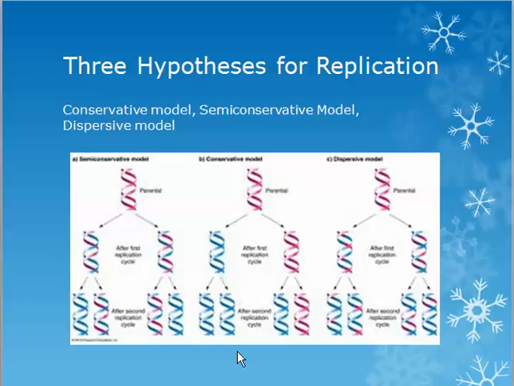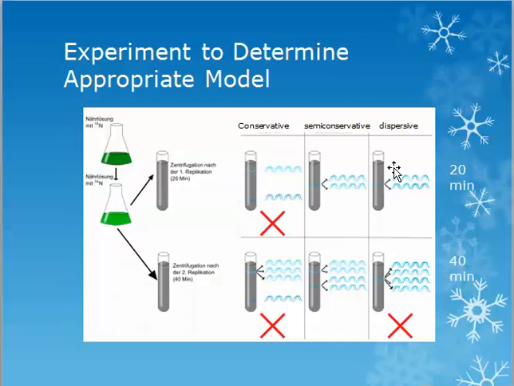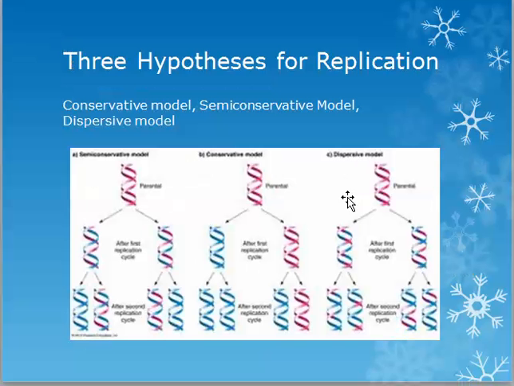In the beginning of the 1900s, scientists were trying to figure out which model would suit replication. There were three different types of hypotheses, including the conservative model, the semi-conservative model, and the dispersive model. The conservative model said that two new daughter strands would combine to form one molecule of DNA, and the two parent strands would join to form a separate molecule.